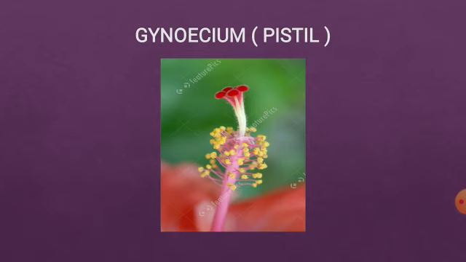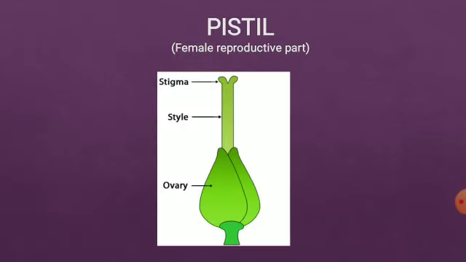Gynoecium is the female reproductive part of the flower. Each pistil consists of three parts: ovary, style, and stigma. Look at the image carefully and you will be able to see a long tube-like structure called style, and at the tip of it is a disc-like part called stigma. The swollen part at the base is called ovary. This ovary contains egg-like structures called ovules.